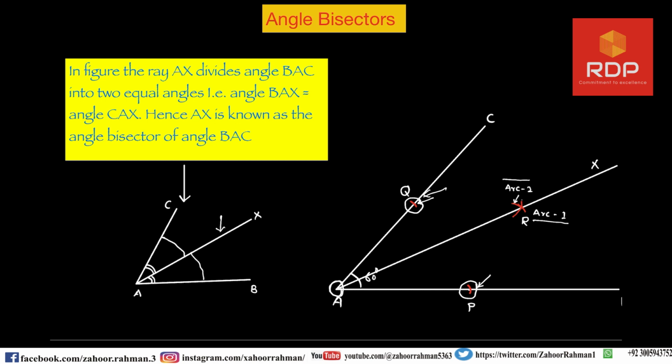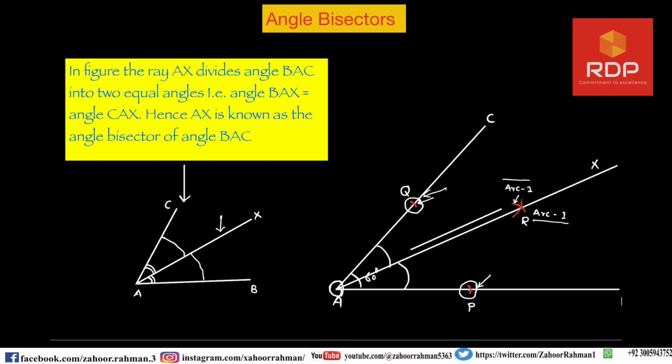Then make this straight line by passing through the point of intersection of the two red arcs. So this angle will be 30 and this angle will be 30. You can check that, and we will check that in a moment.